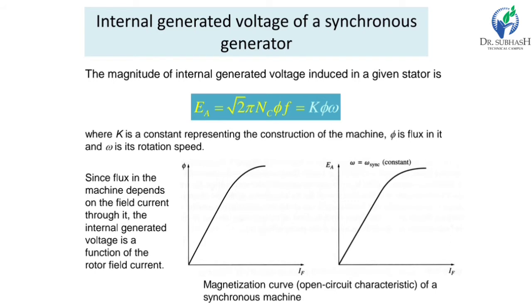Since E_A is directly proportional to the flux phi, and E_A is related to the field current I_F as shown in the second figure, the magnitude of the internal generated voltage induced in a given phase of the stator is E_A equal to root 2 pi N C f into phi, where K is a constant representing the construction of the machine, phi is the flux in it and omega is the rotation speed. Since the flux in the machine depends on the field current through it, the internal generated voltage is a function of the rotor field current.